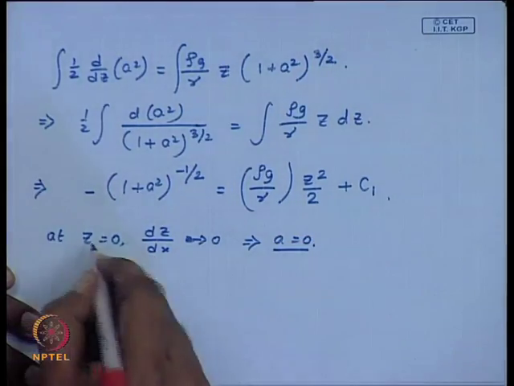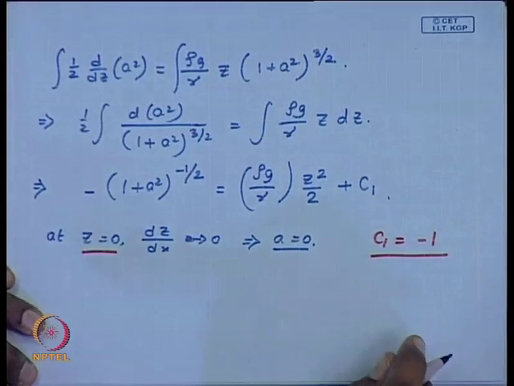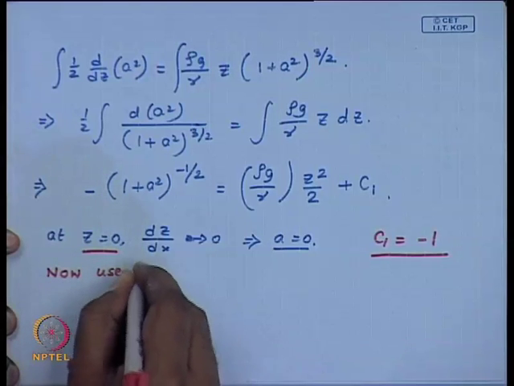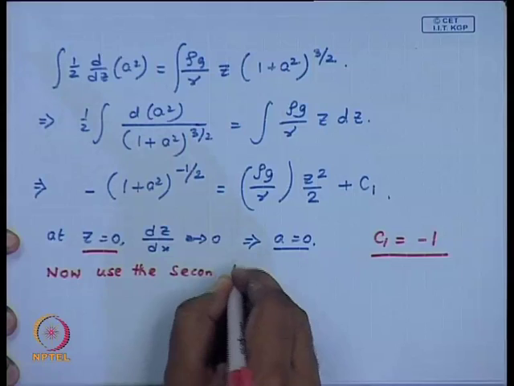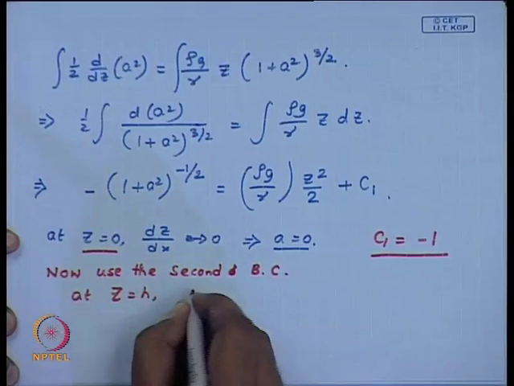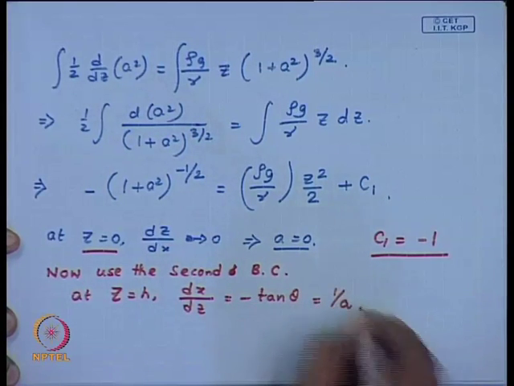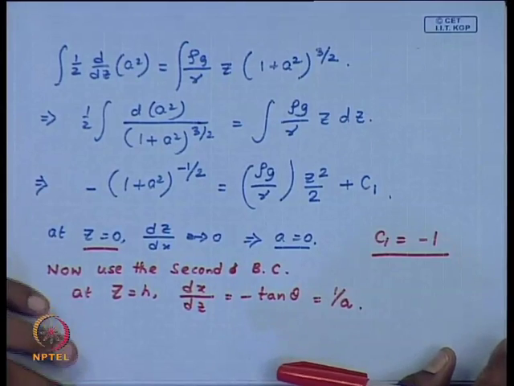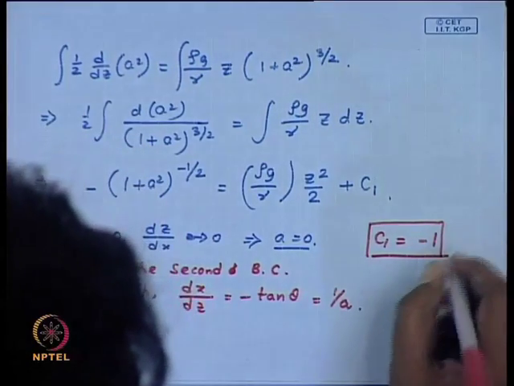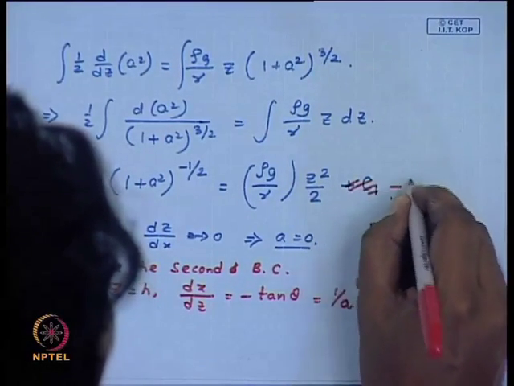Okay. So, if you plug in this expression, what you will get? You will get C1 is equal to minus 1. Now, use the second boundary condition, which says that at z equal to h, dx del z is equal to minus tan theta, which is 1 by a. So, if you plug in C1 equal to minus 1, your expression reduces to, let me write it here itself, minus 1.